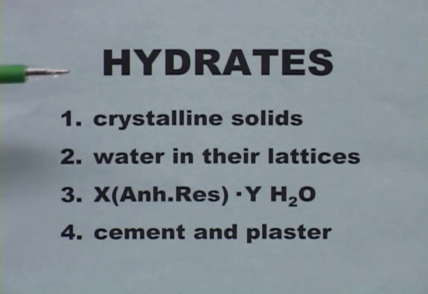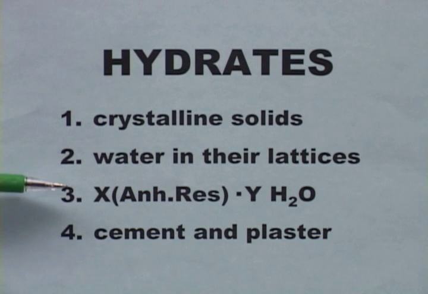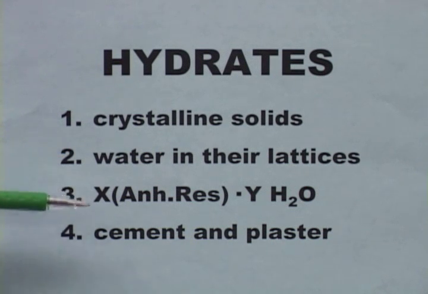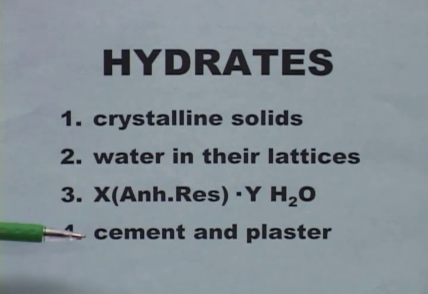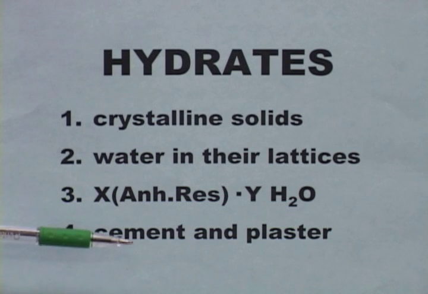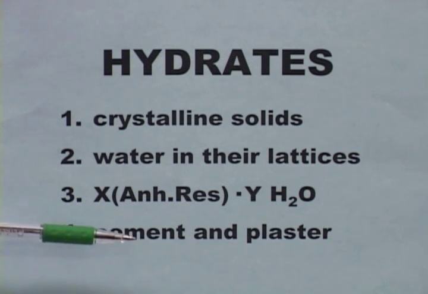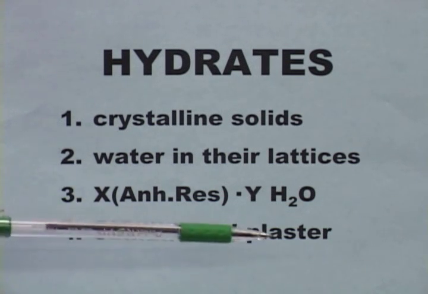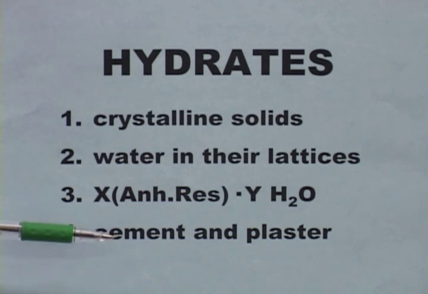Now, in general, hydrates are crystalline solids which actually contain water molecules in their lattices. Not just the elements of water, but actual water molecules. And they form stoichiometric compounds, where here X and Y are small integers. And they are very prevalent. For example, the setting of cement or concrete and the setting of plaster, these are all examples of the formation of hydrates.